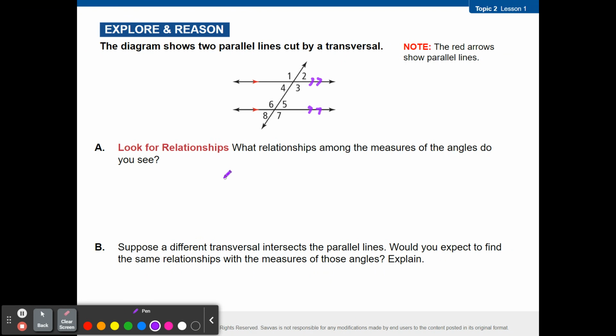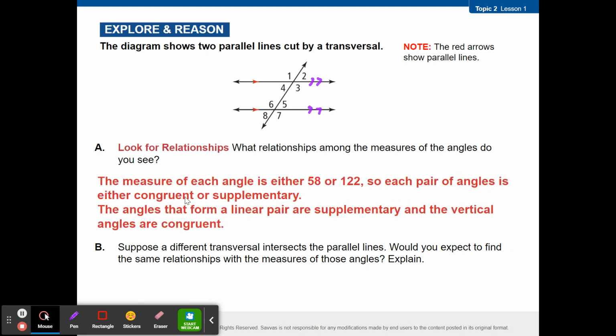Okay, so here is a bit more of a numerical answer. It says the measure of each angle is either 58 or 122, if you look right here. So each pair of angles is either congruent or supplementary. How did I get the 58 and 122? I just used a protractor. The angles that form a linear pair are supplementary and the vertical angles are congruent.